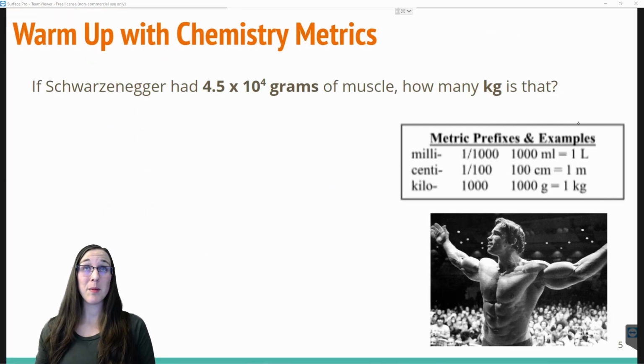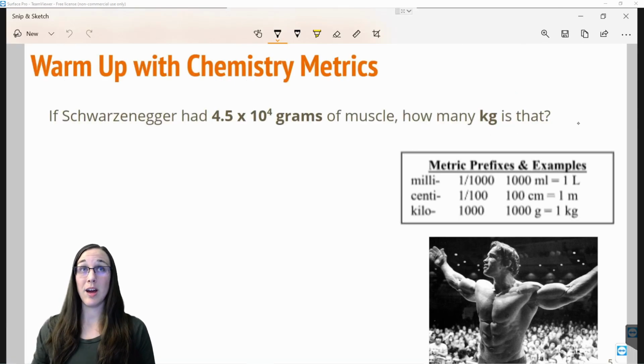Now here's a warm-up with some metrics. We haven't tried one of these yet. We're going to do it in a way that you're probably not familiar with, but hang tight. This will help you so much in the long run. I promise you, this would make it way easier for you in the future. We are going to solve a problem for Arnold Schwarzenegger and his muscle mass.